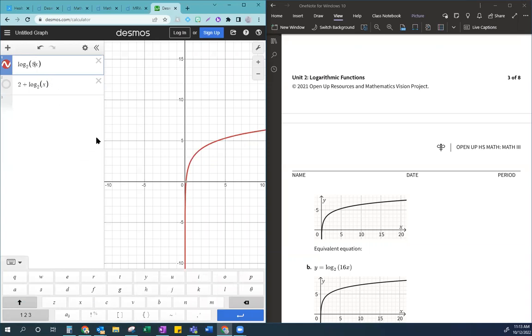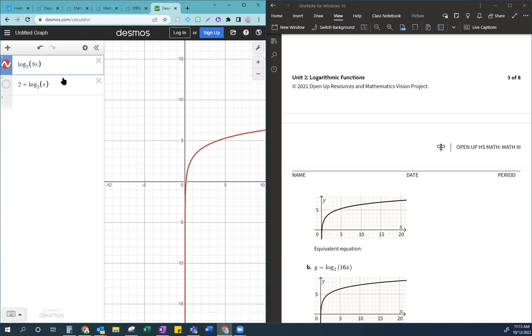If it's an 8 here, where did that point move to? Look very carefully. Where did that point move to? Normally it lives right here at (1, 0). How much did it move up? That's my question right there. How much did it move up?